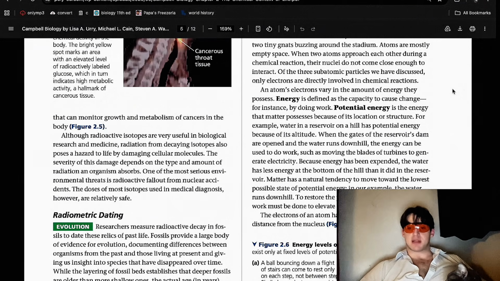Because energy has been expended, the water has less energy at the bottom of the hill than it did in the reservoir. Matter has a natural tendency to move toward the lowest possible state of potential energy. In our example, the water runs downhill. To restore the potential energy of a reservoir, work must be done to elevate the water against gravity.